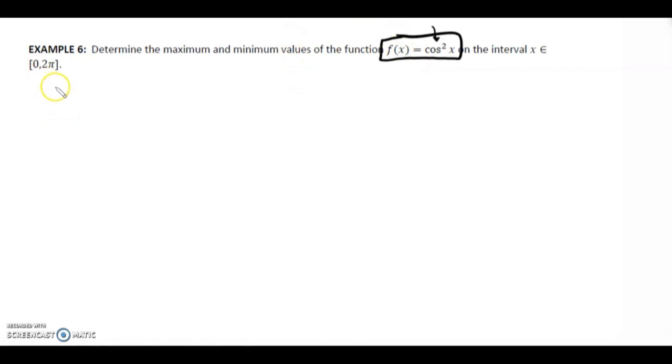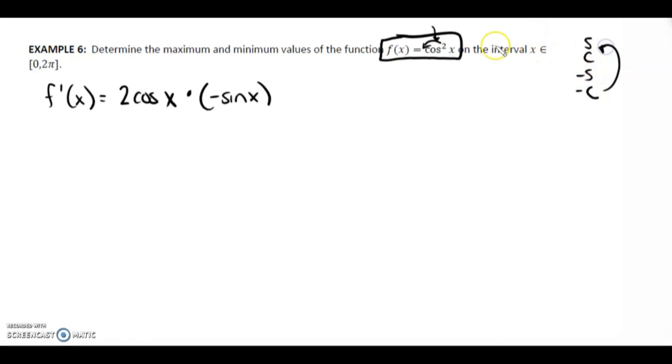Okay, so for the max and min, you want to find the first derivative. So what we're going to do is bring down this 2 in front. We're going to have 2 cos x. Then we're going to chain rule it. Now we have to multiply by the derivative of cos, which is negative sine x. Remember from yesterday, sine, cos, negative sine, negative cos, and then back up. So the derivative of cos is negative sine. I'm just going to simplify this a little bit more. So f prime of x equals negative 2, I'm going to collect the negative and the 2, and then we have cos x sine x.